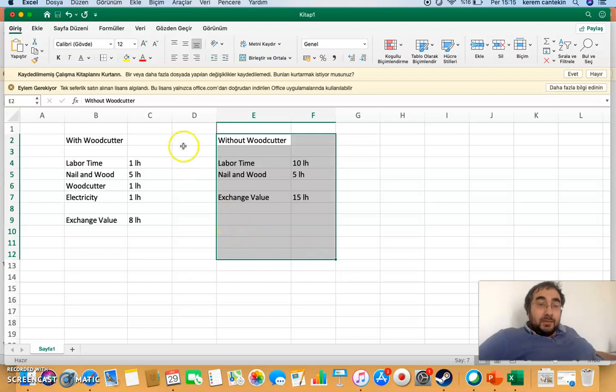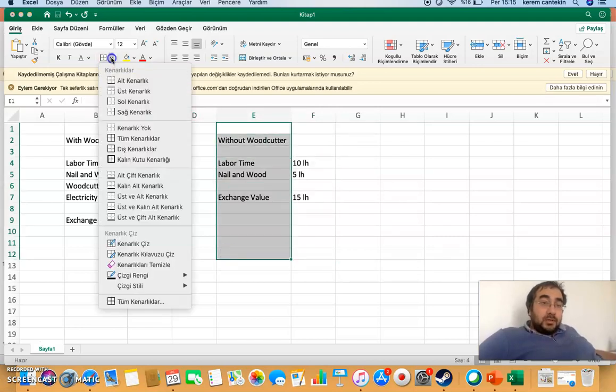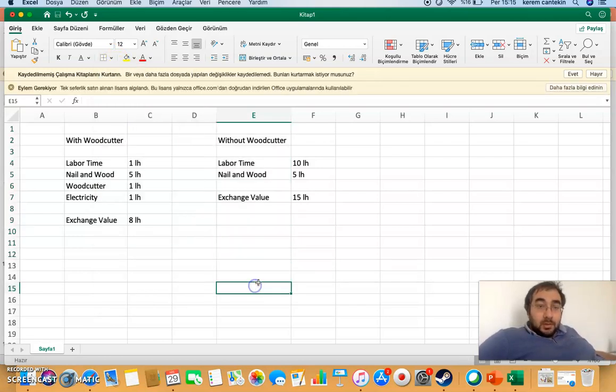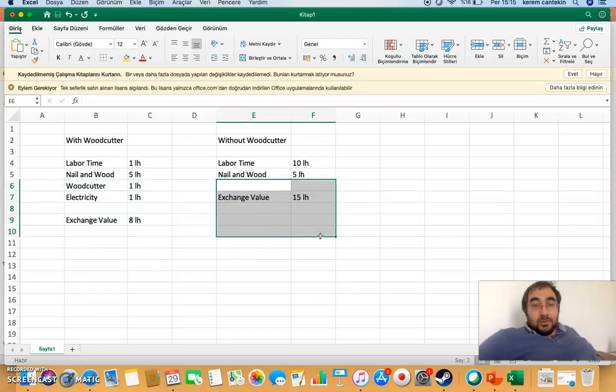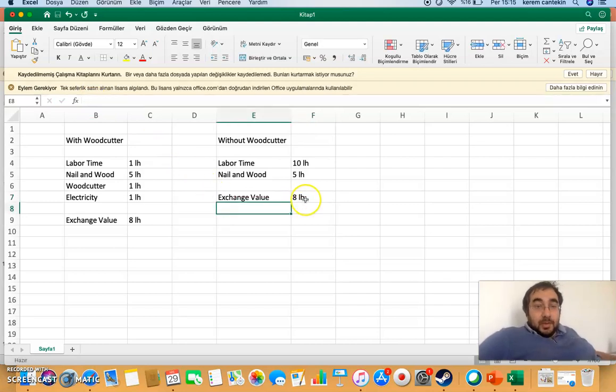What happens if this isolation is removed? If we have no more isolation, in that case, the exchange value will be socially equivalent. It will be equal to its social equivalent value. So it will fall to 8.